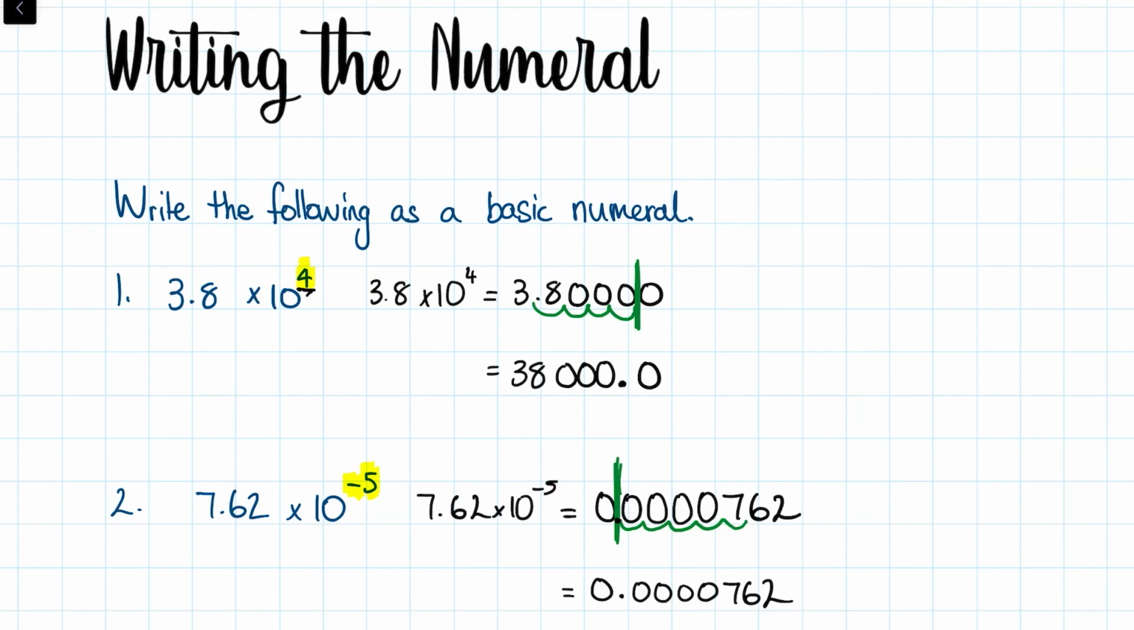So the trick here is whatever the power was, that's how many zeros you write. If it was a positive power, the zeros go at the end. If it was a negative power, the zeros go at the start. And then count your decimals.